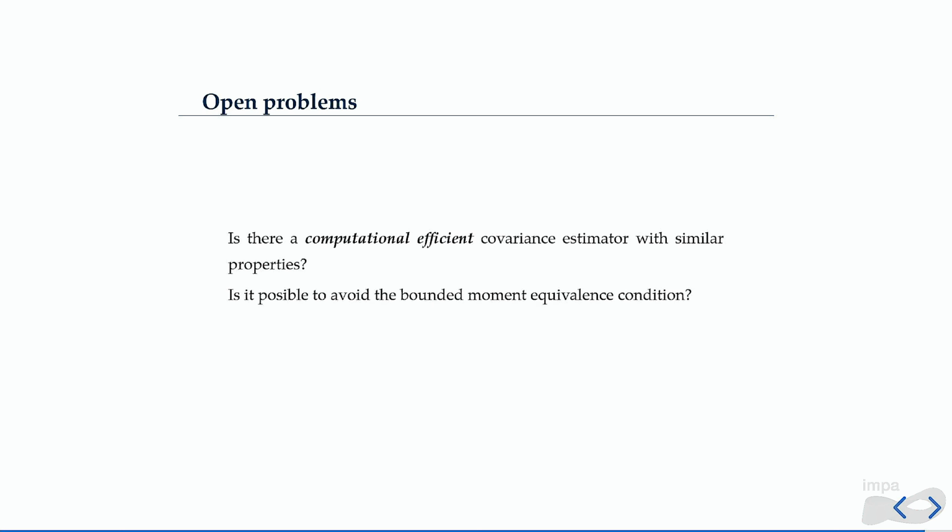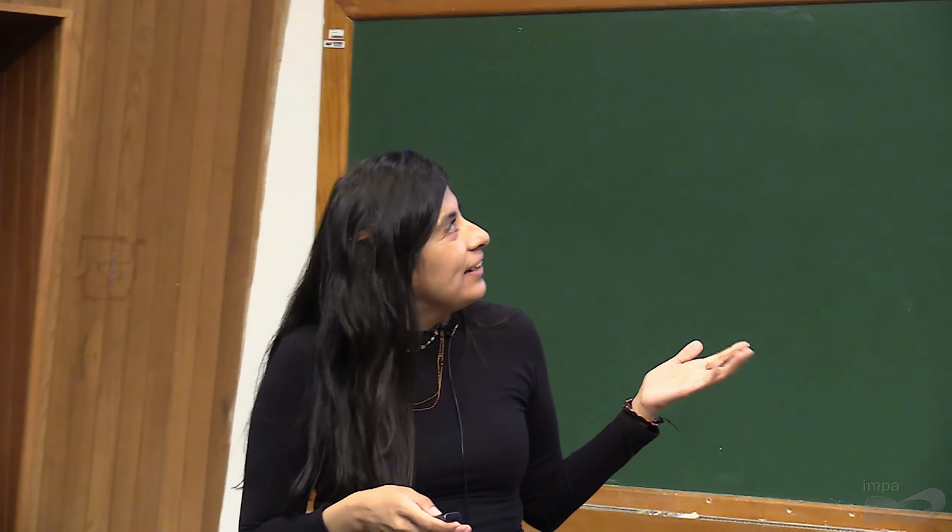And what are the open problems? Is there a computationally efficient covariance estimator with similar properties? Actually, the literature is far from understanding this problem, and it's an interesting problem. Also, is it possible to avoid the hypercontractivity L^p-L^2 condition for p greater or equal than 4?